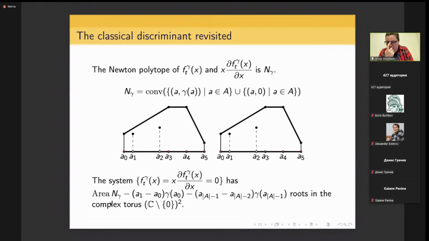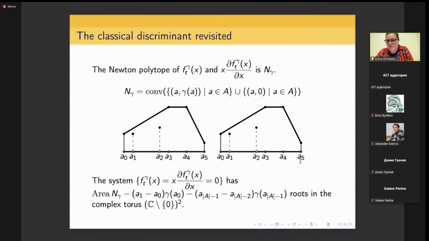But one has to take into account that the coefficients of the system are not completely independent from each other, right? It's the partial derivative of this polynomial, which creates some degeneracy, namely at this pair of edges.